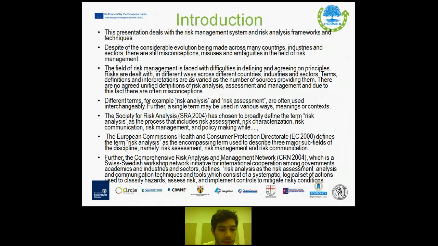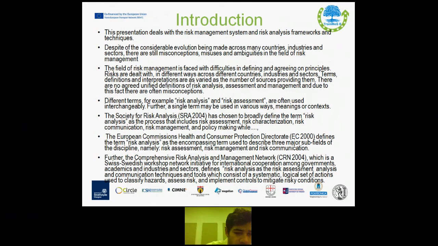Risks are dealt with in different ways across different countries, industries and sectors. Terms, definitions and interpretations are as varied as the number of sources providing them. There are no agreed unified definitions of risk analysis, assessment and management, and due to this fact, there are often misconceptions. Different terms, for example, risk analysis and risk assessment, are often used interchangeably. Further, a single term may be used in various ways, meanings, or contexts.